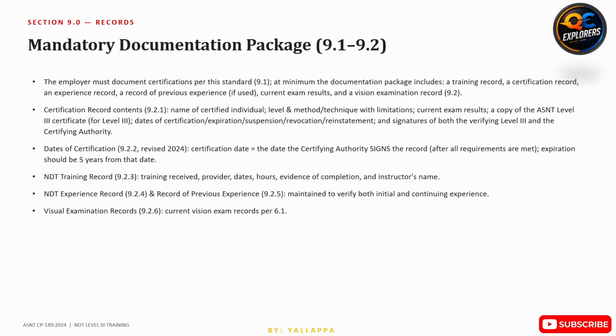A very important revision in the 2024 edition is the definition of the certification date. The certification officially begins on the date the certifying authority signs the certification record, not the date the examination was completed. The expiration date is calculated 5 years from that signing date.